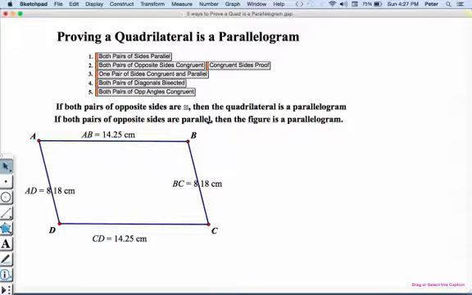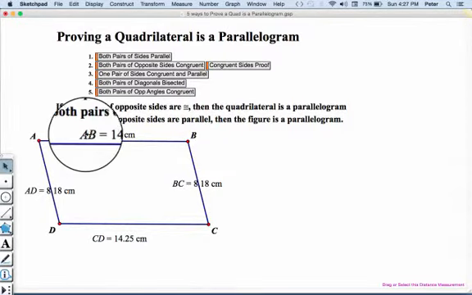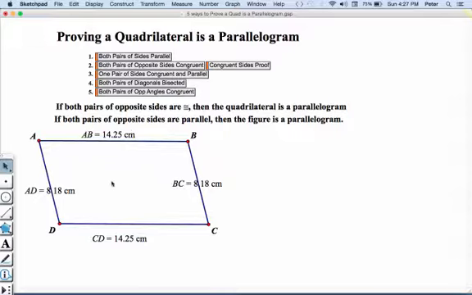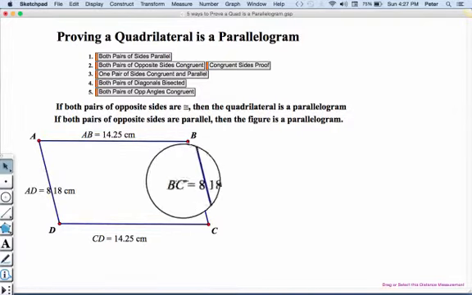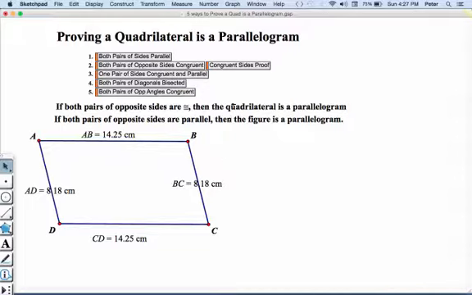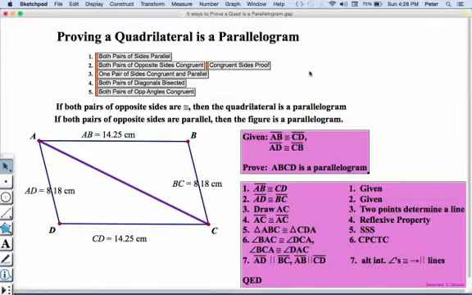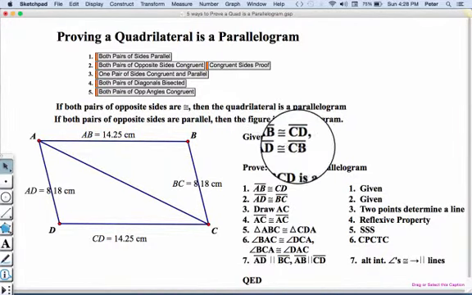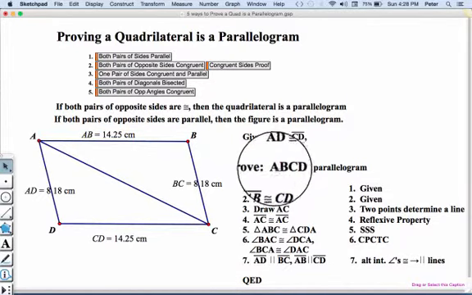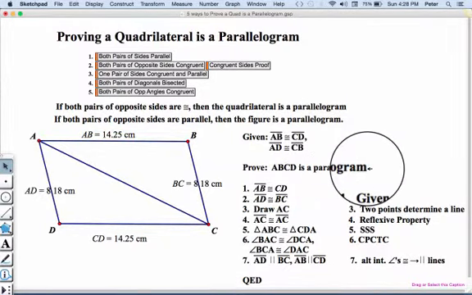So let's say we started out with that information. Suppose we knew AB was equal to 14.25, and so was CD. Suppose we knew that AD and BC were the same length. Could we show the figure was a parallelogram? Well, let me show you how it would work. And as is most typically the case, we have to draw a diagonal. So we see our given information, and ultimately we want to prove that the figure is a parallelogram.